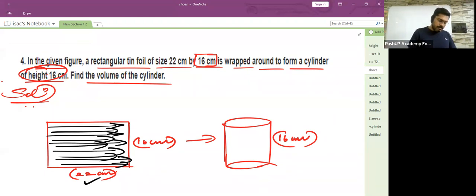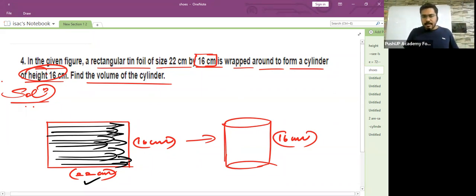Imagine this is 22 and this is 16. Now, after wrapping the tin foil, if you need to keep the height of the cylinder as 16 centimeter, you should be wrapping this tin foil along the length of the tin foil, isn't it? See, the height of the cylinder is 16 centimeter. So children, if you have understood this concept, let's try to solve it.